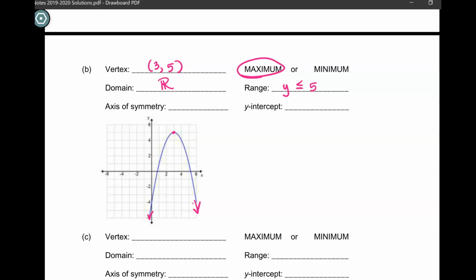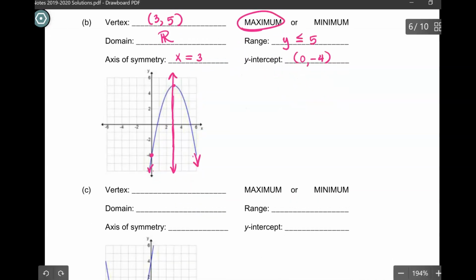Axis of symmetry. I'm going to draw the line straight through the middle, and I look at what the equation of this line is. It's x equals 3. It's always the x-coordinate. And finally, the y-intercept. I look for where it crosses. Here's the y-axis. It crosses right at -4. So it's (0, -4).